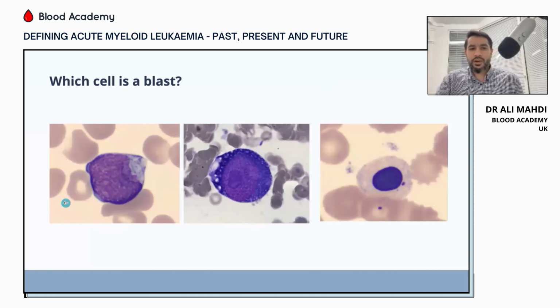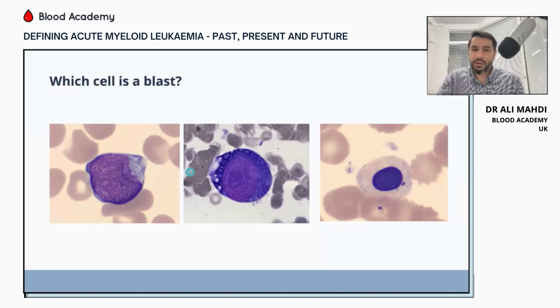So we could be confident based on these definitions that the cell to my left here is certainly a blast. It's large in comparison to the background red cells. It doesn't have much in terms of cytoplasm. The nuclear appearance is very open. It's not dark and pyknotic, and there are some nucleoli within the nucleus. But there are some cells which are clearly different.